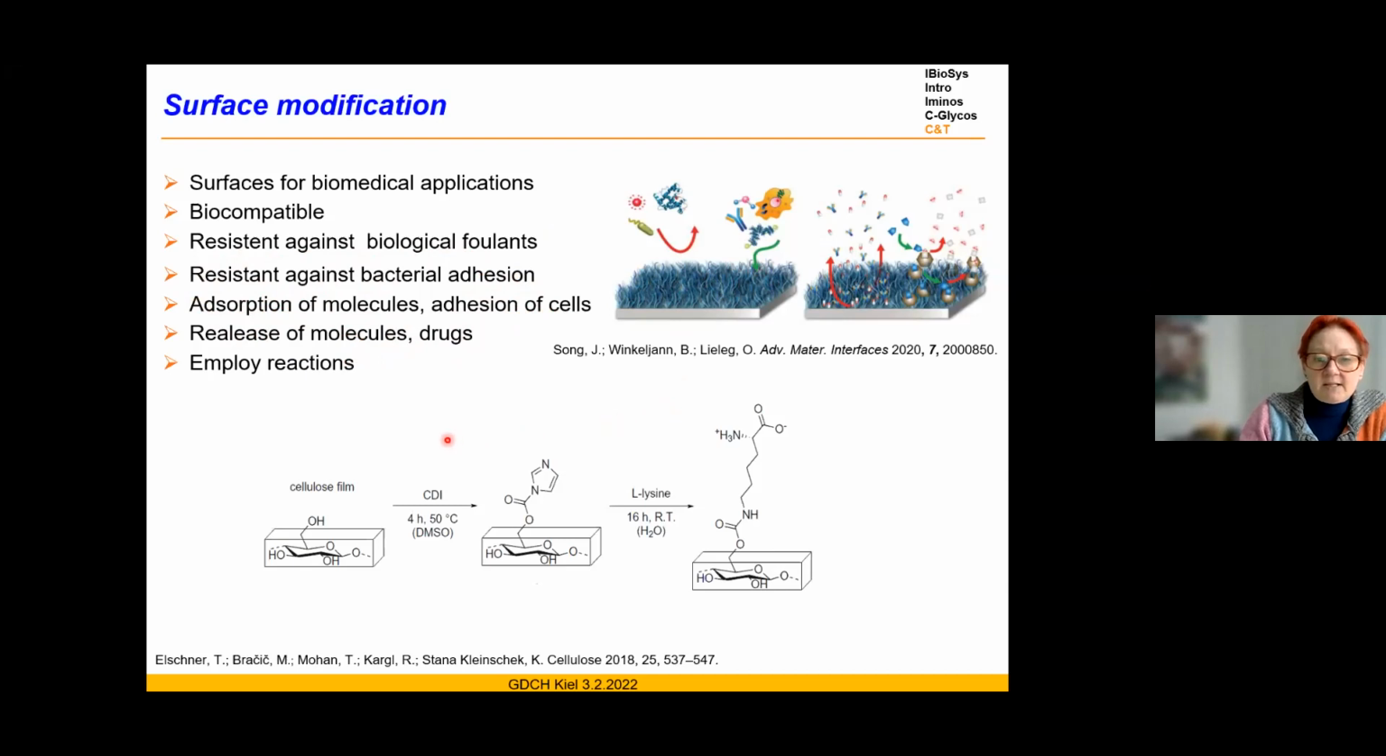And what has been done in Karin's group already is pretty cool also, I found. What they have done lately is, on a cellulose film, they introduced an activation group here, imidazole activation of the primary hydroxy. And then they could also click on or react on lysine amino acid, making a carbamate bond here. And this film actually shows very interesting biological activities.